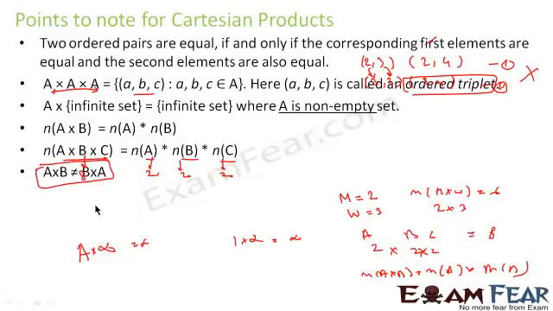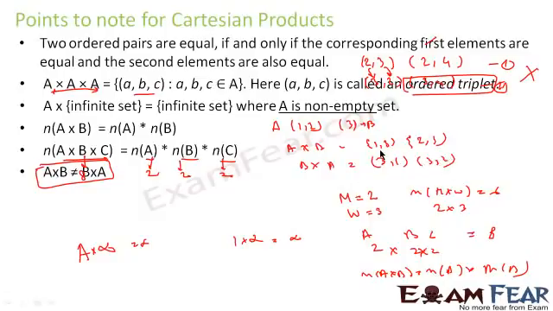We can prove this. For example, set A has 1, 2 and set B has 3. When you say A cross B, this is nothing but (1, 3) and (2, 3). When you say B cross A, this is equal to (3, 1) and (3, 2). As we have said, not only the element matters, the order also matters. So in this case (1, 3) is not equal to (3, 1). So A cross B is not equal to B cross A.